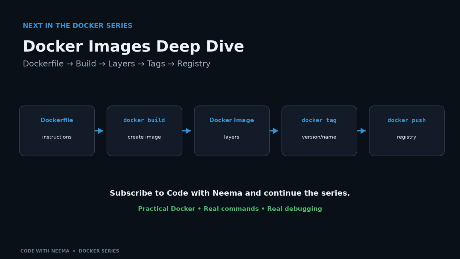In the next video, we are going one level deeper. We are going to understand Docker images properly. We will create an image ourselves using a Dockerfile, understand Docker build, tags, image layers, and eventually push our image to a registry.